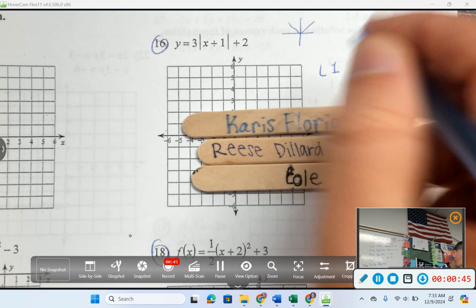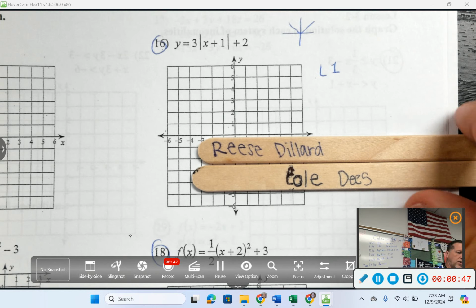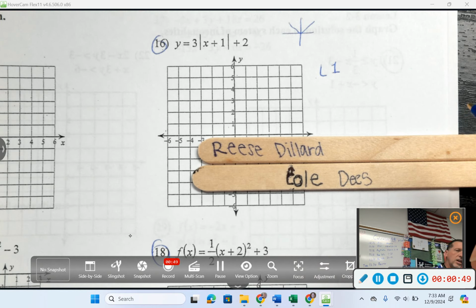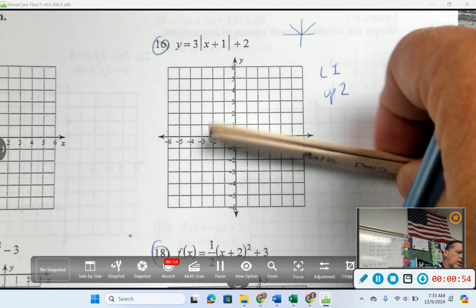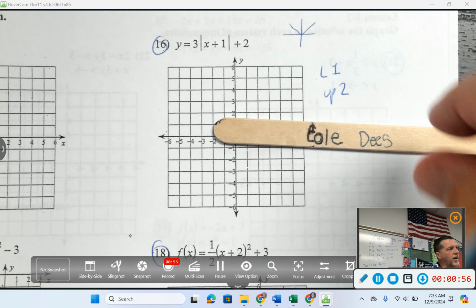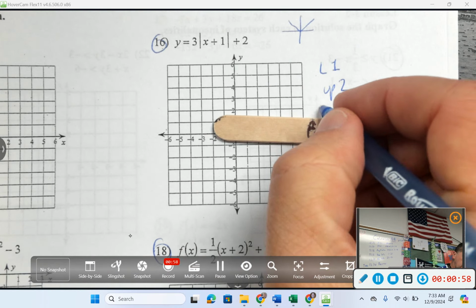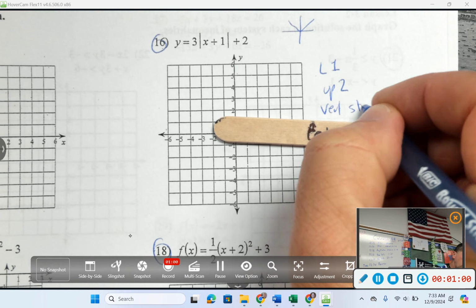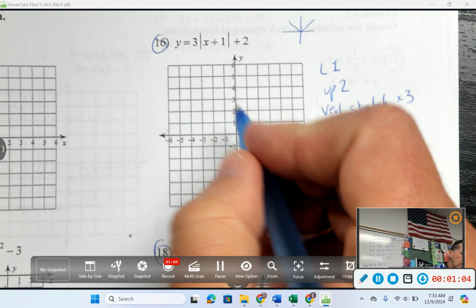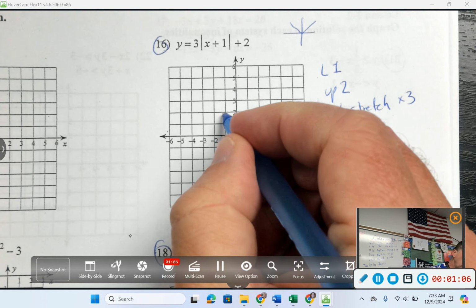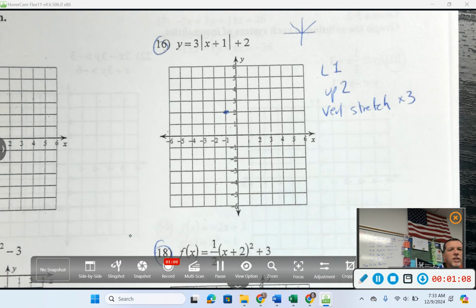Left one. Reese, what else has happened to this thing? Up 2. And Cole, what's that 3 out front do to the graph? Good. Vertical stretch by 3. So, left 1, up 2. There's my new starting point.